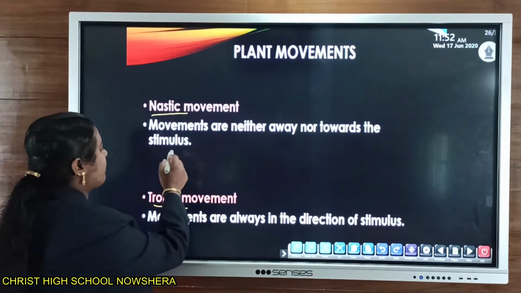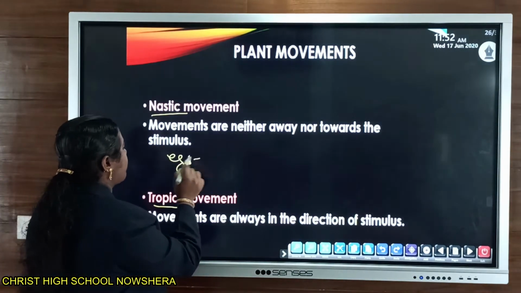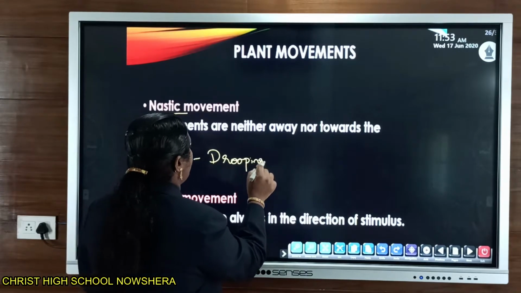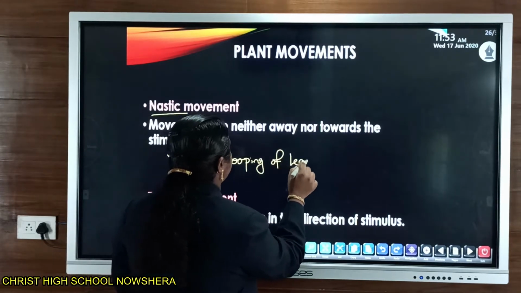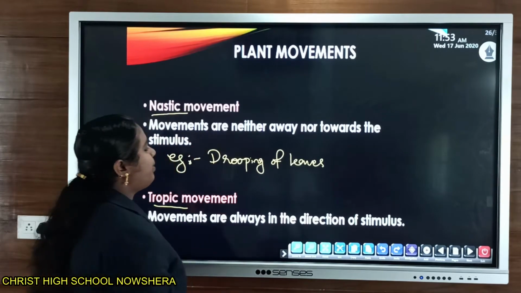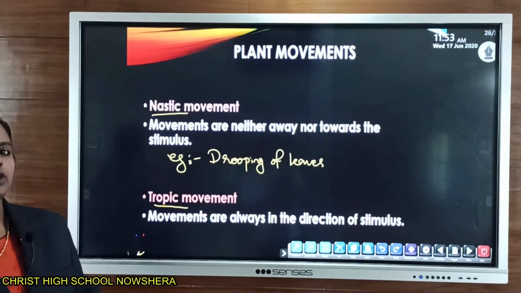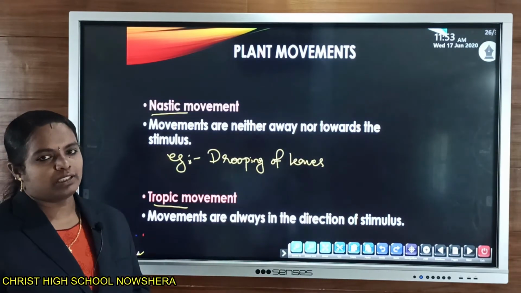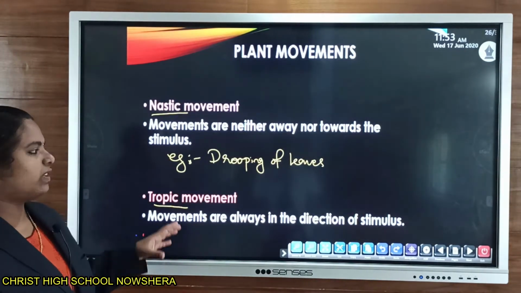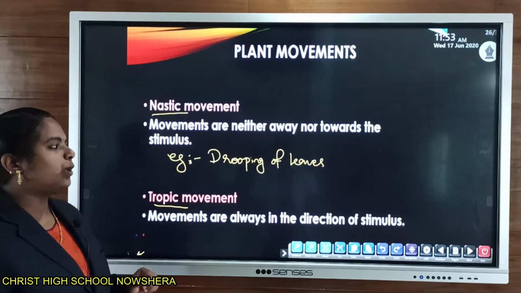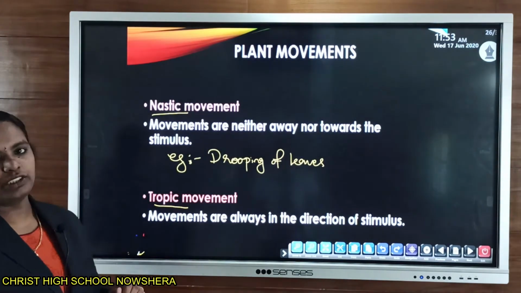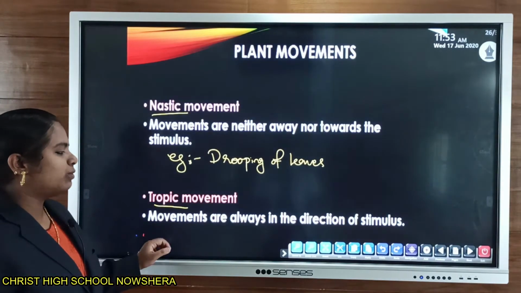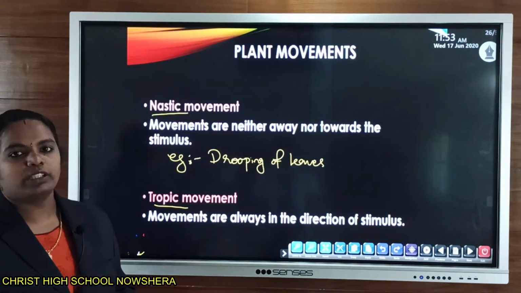One example is the drooping of leaves. This drooping action of leaves is not towards the direction of the stimulus. So this is one example of nastic movement. But in the case of tropic movement, the movements are always in the direction of the stimulus.